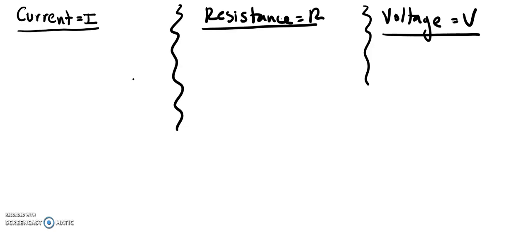So today we're briefly going to talk about what current, resistance, and voltage are, and then we're going to also talk about how they're related in Ohm's law and do one quick practice problem. Okay, so let's look at current first.